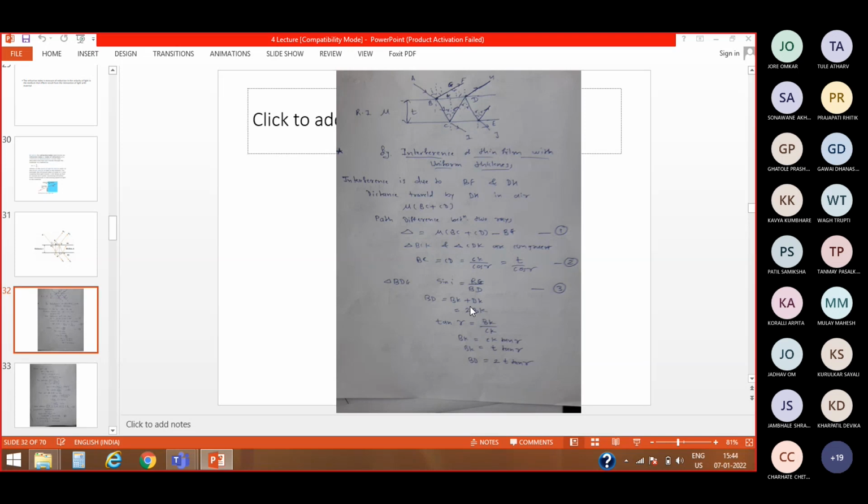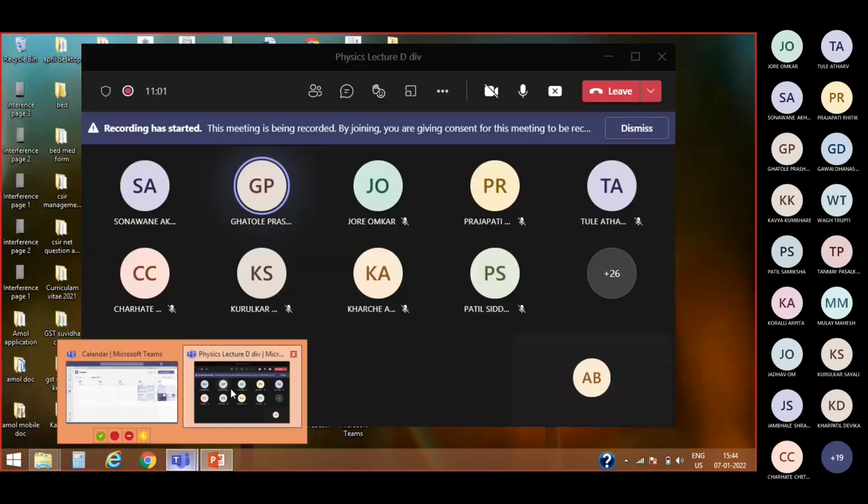Hello, students? Yes, sir. Yes, sir. Okay, so you write down the question, what type of questions are asked in the exam. Mostly questions come on this topic, that is the interference of light in case of thin films, as well as the constructive and destructive interference conditions. So write down the question.